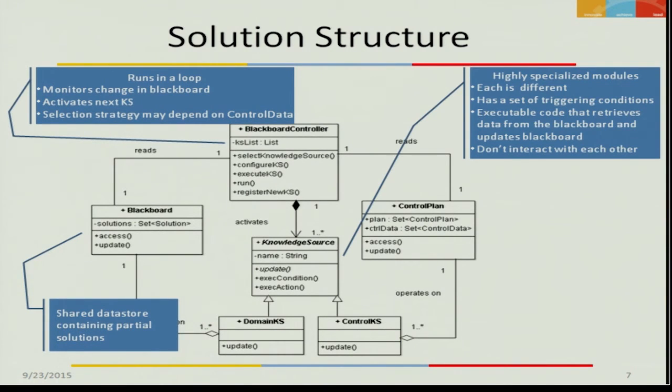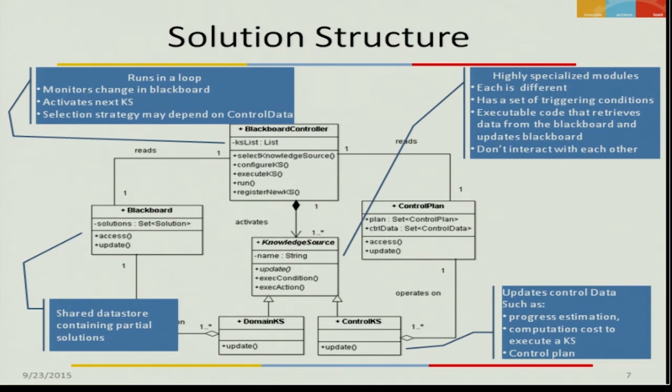This knowledge source is basically a collection of highly specialized modules. Each knowledge source is different, and each of them has a set of triggering conditions: when to start, when to stop. In fact, the code contained in these knowledge sources fetches data from the Blackboard, or it can update the Blackboard. But the important part is they do not interact with each other. They interact only through the Blackboard.